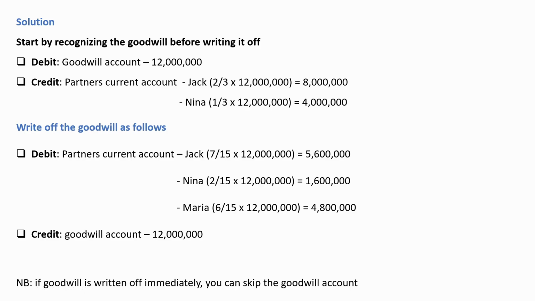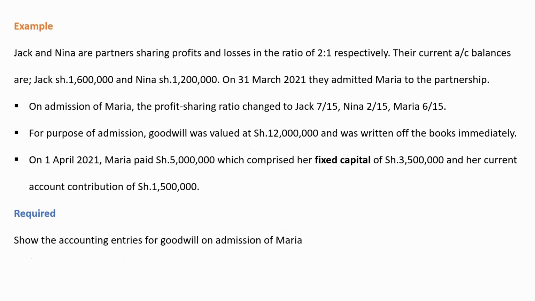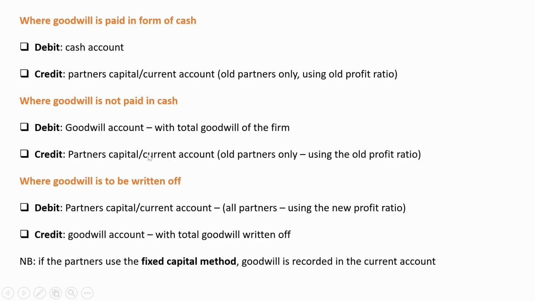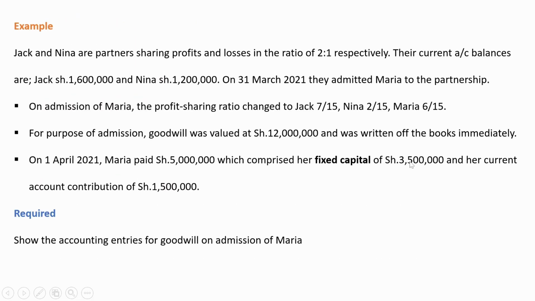One thing we are supposed to note, I will take you back to the entries because it is very important you remember this. When you credit the current account, you are supposed to share that amount among the old partners only, and you are supposed to use the old profit ratio. So in the question, the old partners are Jack and Nina. The old profit sharing ratio was 2:1 respectively. So this amount of 12 million is going to be shared by Jack and Nina using the ratio of 2:1.